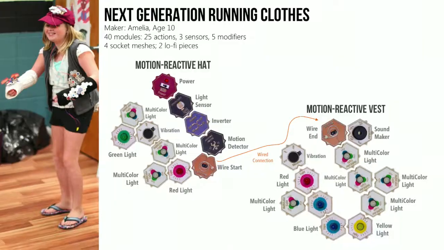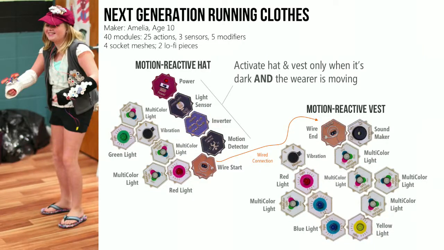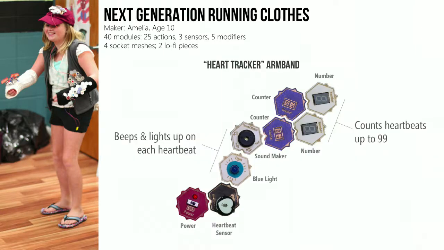Okay, so there's just two things I want to point out about this. One, it's very creative, and it's using 40 modules and 4 meshes and so on. But you may have missed it, but the motion reactive clothes actually use an AND condition. So she's cascading multiple sensors together to create an implicit AND. So she needed to both be running and for it to be dark for these safety clothes to turn on, which I thought was pretty cool. And then this heart tracker armband beeps and lights up on each heartbeat, but also counts the heartbeats up to 99, which is neat.